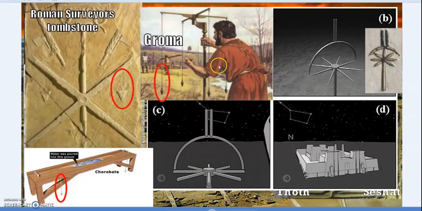This is a very simple tool. Now the Romans were using essentially the same thing. They called it a groma. And it was 4 stakes at 90 degrees from each other. Then we would have 4 plumb lines hanging down.